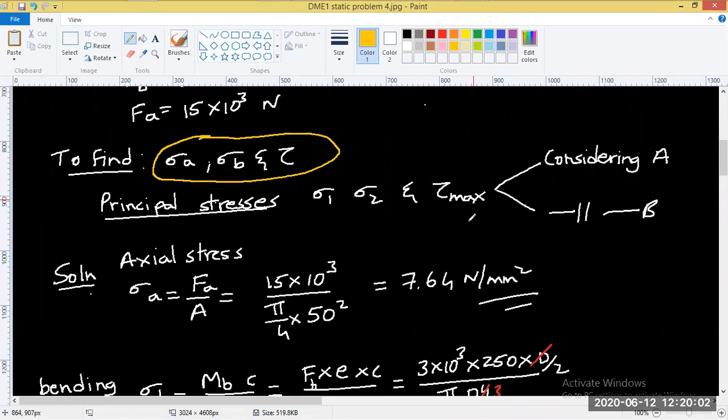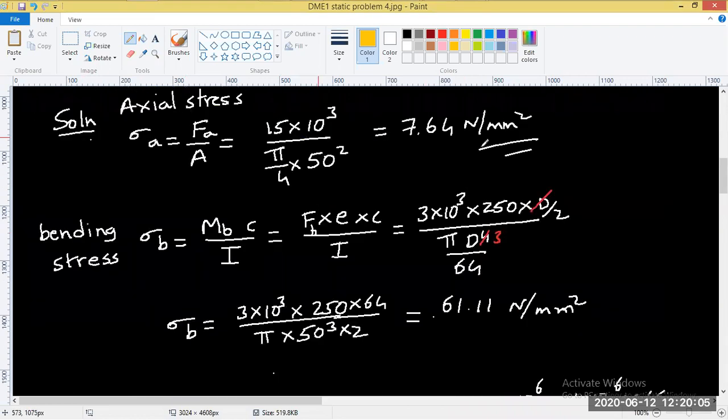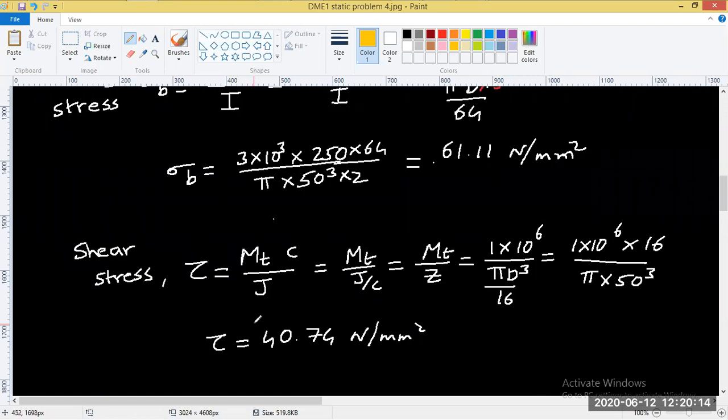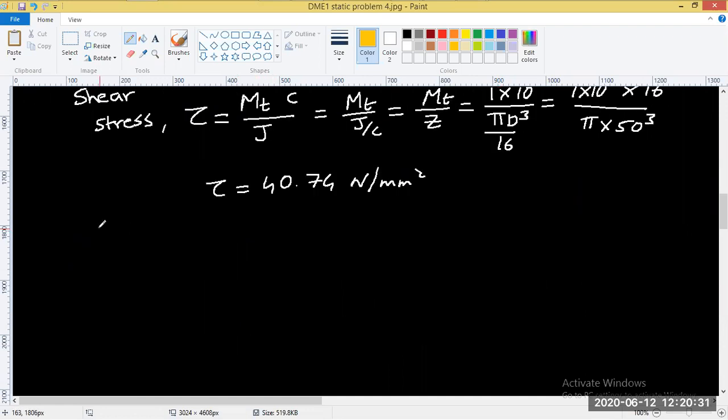According to that, we have found the axial stress, which amounts to this much, the bending stress amounting to this much, and finally the shear stress. We have found the stress components individually. So now our goal is to find the value of stress at each portion, right? So let's consider each point at a time. Let's consider point A. So that is the critical section, right?